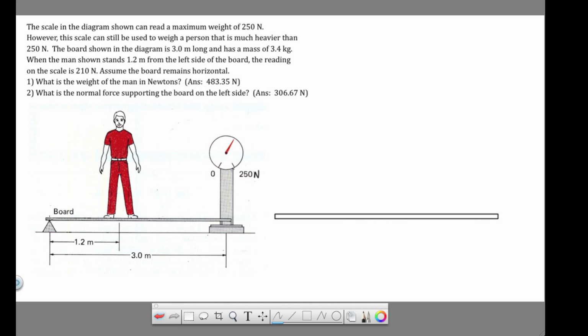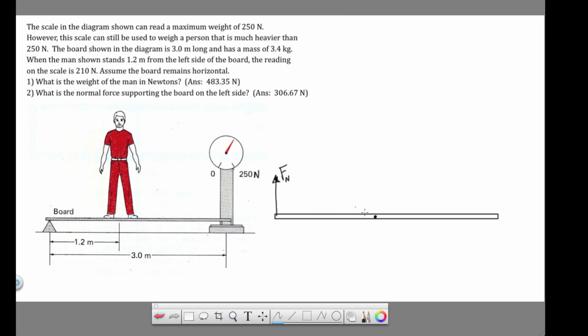So we're going to be focusing on this board. So here on the right side, I drew out the board for our free body diagram. And the first thing we're going to do is label all the forces that are acting on the board. So here on the left side, the board is resting on this point. So that's a normal force. So we have a normal force acting on the left. The weight of the board itself goes directly in the center.